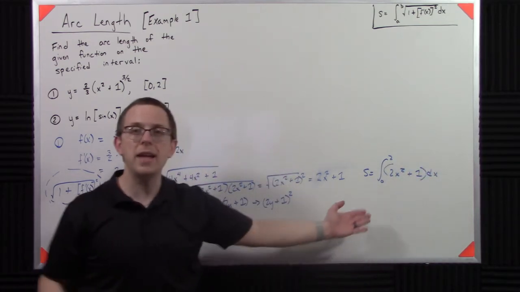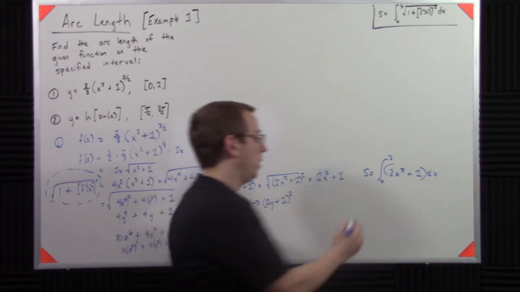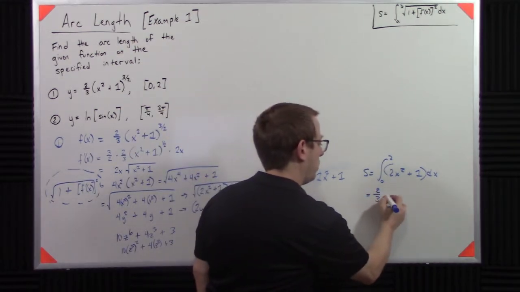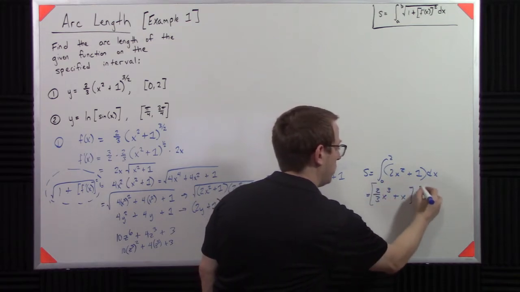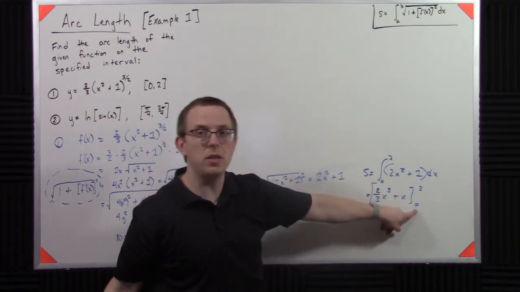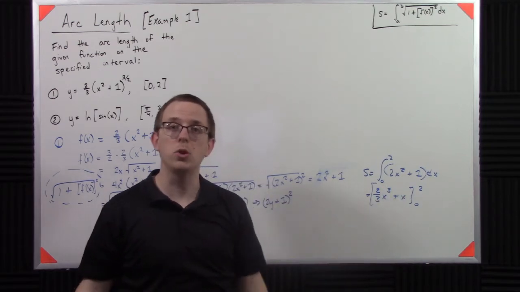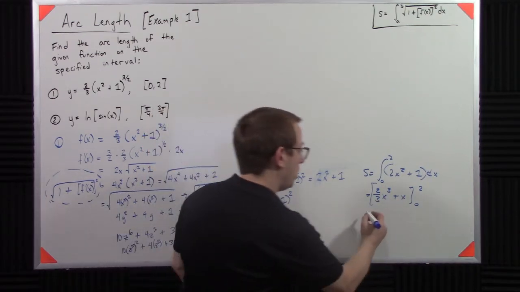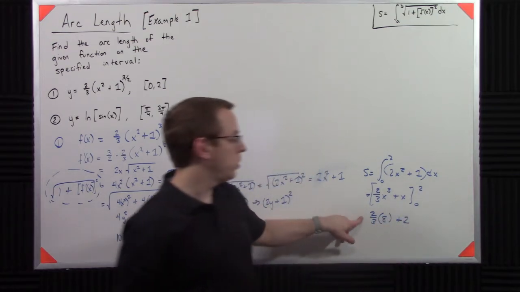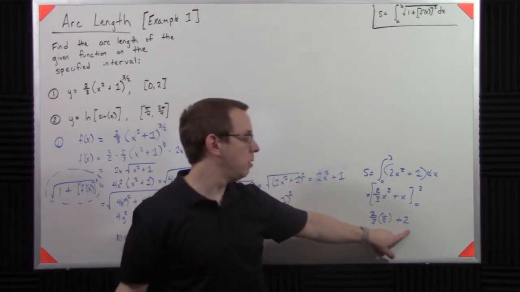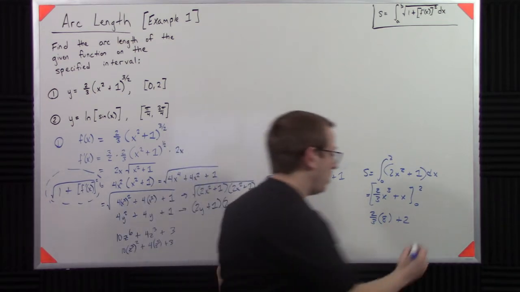Thank goodness, right? Because that's a simple antiderivative. It's just 2/3 x cubed plus x from 0 to 2. Now, notice since these both have x's, the 0 will wipe it all out, so we actually only have to plug in the 2 here. So we end up with 2/3 times 8 plus 2. So that's 16/3 plus 6/3, so we have 22/3.